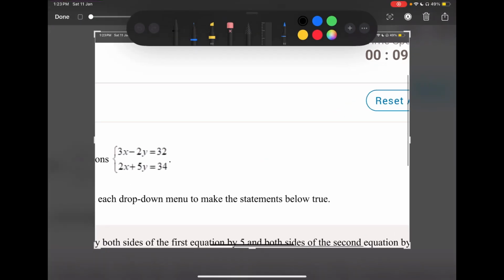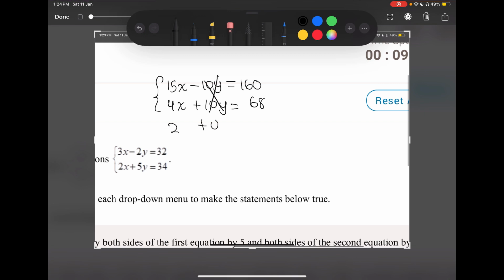Since we're multiplying up by 5 and down by 2, 3 times 5 is 15x minus 10y equals what? 32 times 5 is 160, I think. Yes, 160. We're multiplying down by 2, which is going to be 4x plus 10y equals 68. So we can simplify, so it's going to be 0.